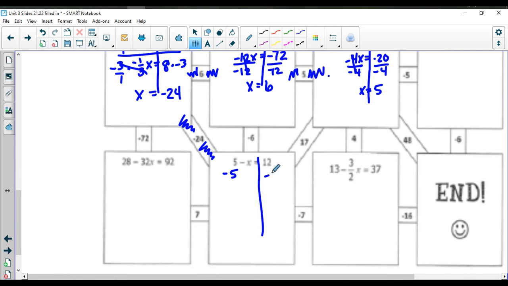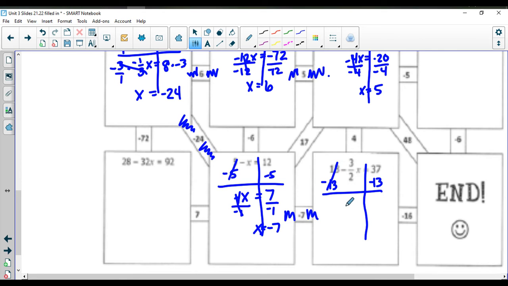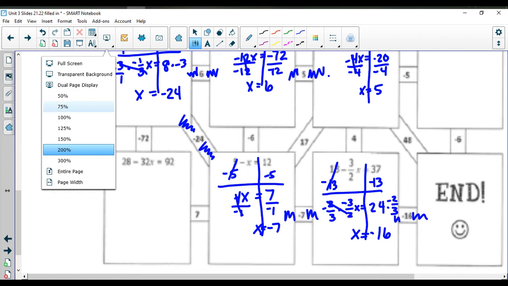Rule buster, subtract your 5. So I get negative x equals 7. This is really a negative 1, so I have to divide by negative 1 on both sides, and I get x equals negative 7, which is good. That's taking me here. Hopefully, this is a negative 16. Subtract the 13. So I get negative 3/2 x equals 24. Multiply by the reciprocal times a negative 2/3. So x equals 24 divided by 3 is 8. 8 times 2 is 16, and it's going to be a negative, which takes me to the end.